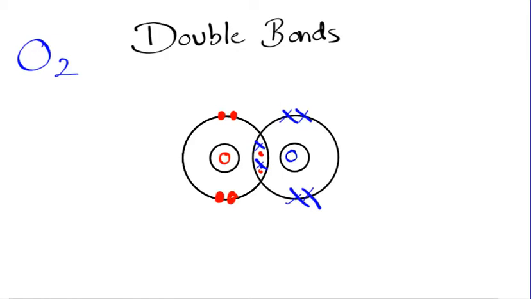Where our atoms overlap, we've got 2 crosses from one of the oxygen atoms and 2 of the red dots from the other oxygen atom. A covalent bond is just a shared pair of electrons. Now in this case we've got 2 shared pairs of electrons, so we form that double bond.